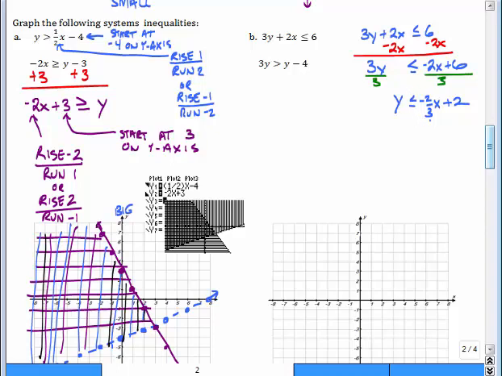And that gives me all the information I need to graph that line, because this tells me here that I should start at 2 on the y-axis.